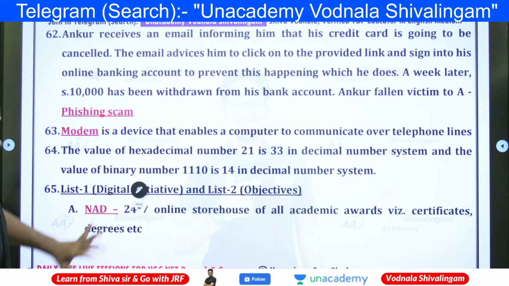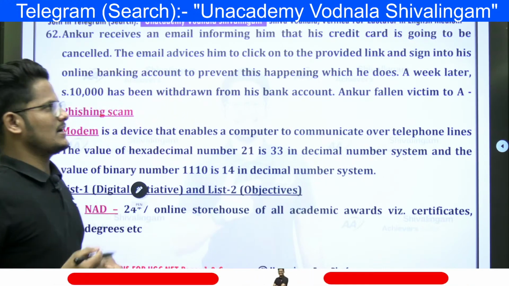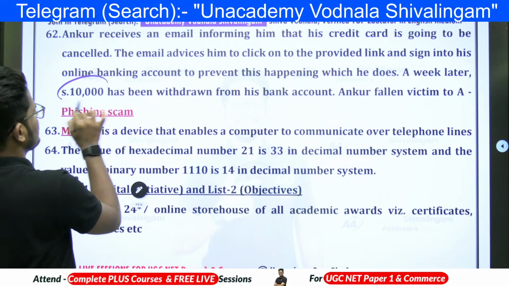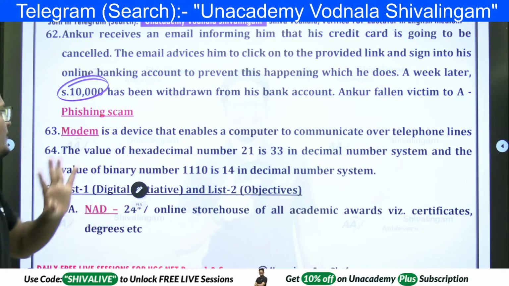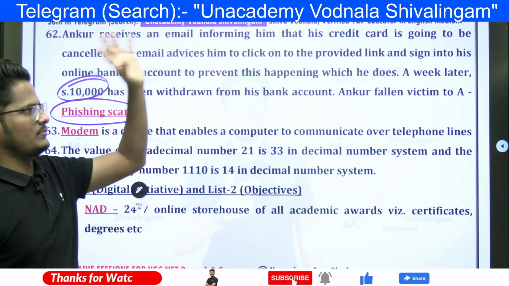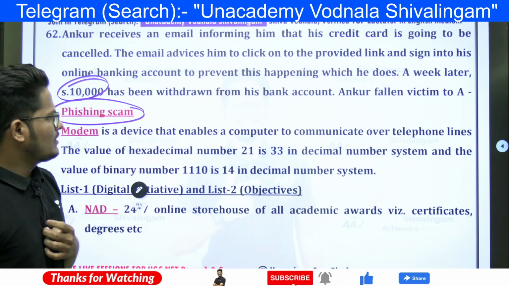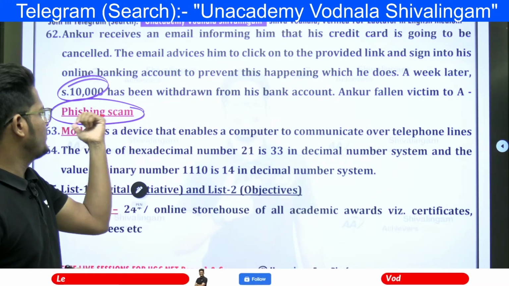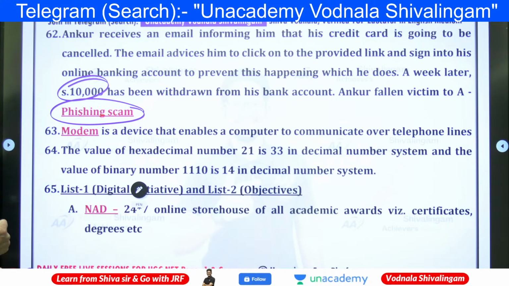Next, Ankur receives an email informing him that his credit card got lost and asking for personal information. After a week, 10,000 got deducted after he shared everything. Phishing happened because Ankur shared his personal details when they asked. He shared, then phishing happened, and the amount got deducted. That is what a phishing scam is.